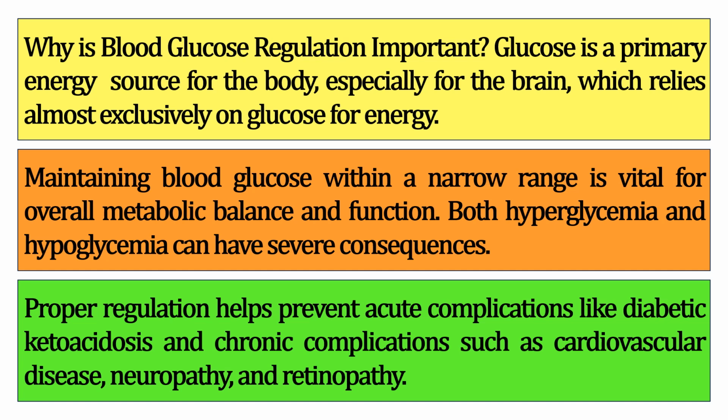Why is blood glucose regulation important? Glucose is a primary energy source for the body, especially for the brain, which relies almost exclusively on glucose for energy. Maintaining blood glucose within a narrow range is vital for overall metabolic balance and function. Both hyperglycemia and hypoglycemia can have severe consequences. Proper regulation helps prevent acute complications like diabetic ketoacidosis and chronic complications such as cardiovascular disease, neuropathy, retinopathy, etc.